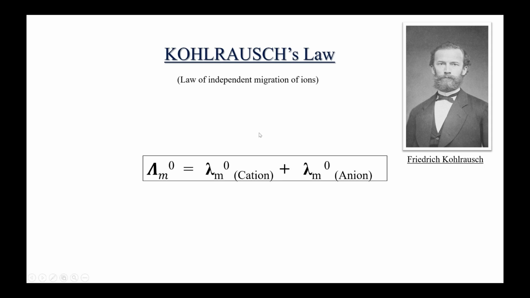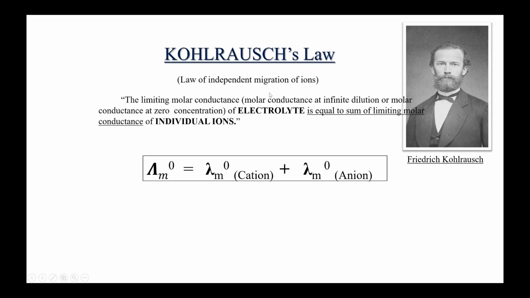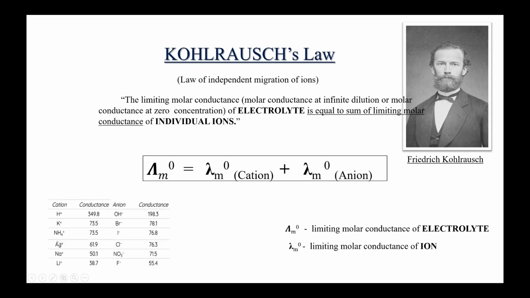So the statement says that the limiting molar conductance, or molar conductance at infinite dilution, or molar conductance at zero concentration of an electrolyte is equal to the sum of the limiting molar conductance of individual ions. Here, the capital lambda naught m represents the limiting molar conductance of the electrolyte, whereas small lambda naught m indicates the limiting molar conductance of the ion. It may be a cation or it may be an anion.